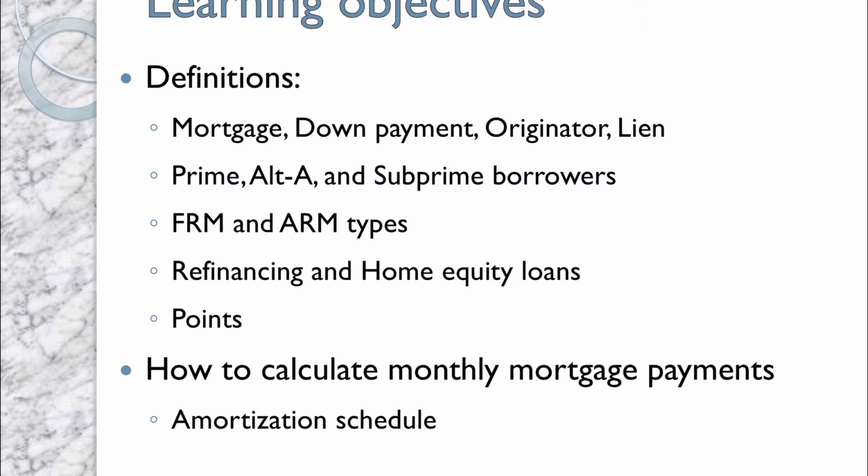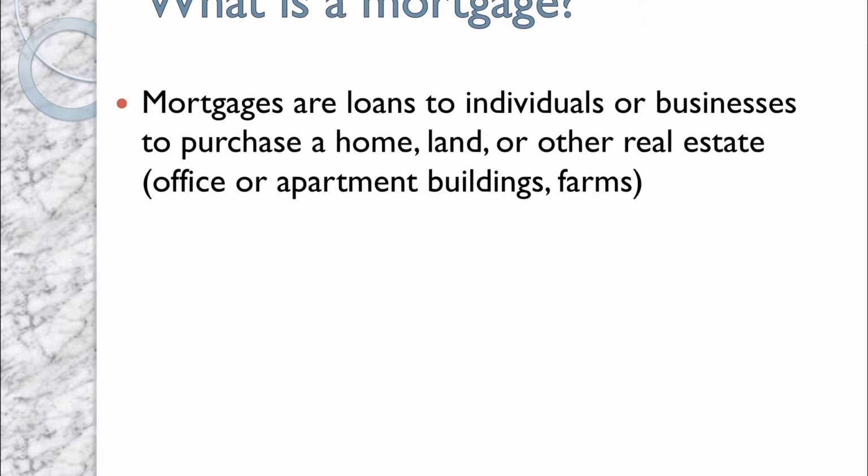So, first, what is a mortgage? So a mortgage is one of the most common financial instruments. Many of us will have a mortgage at some point in our life. Mortgages are loans to individuals or businesses to purchase a home, land, or other real estate. So office or apartment buildings, farms, but some type of physical property.